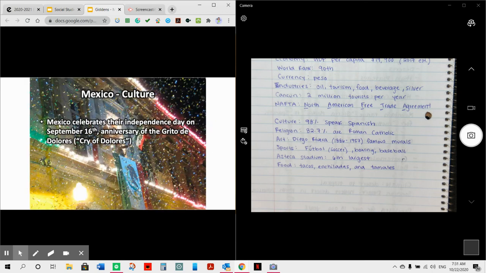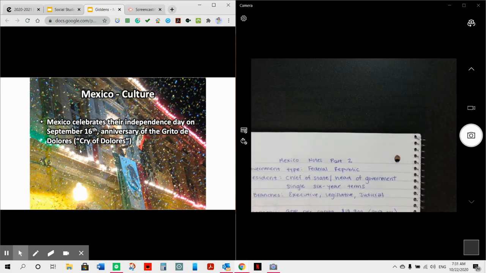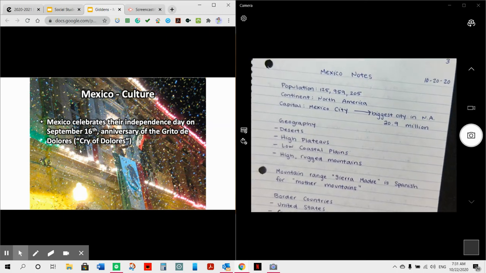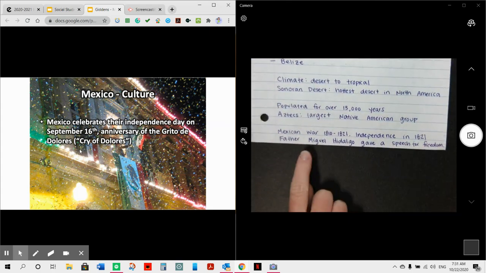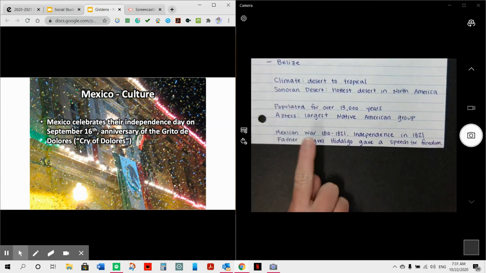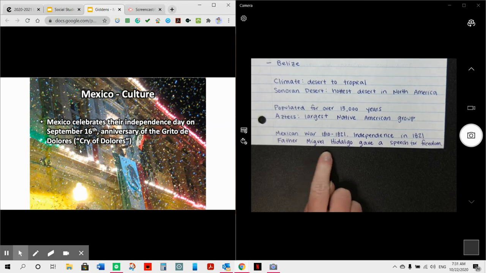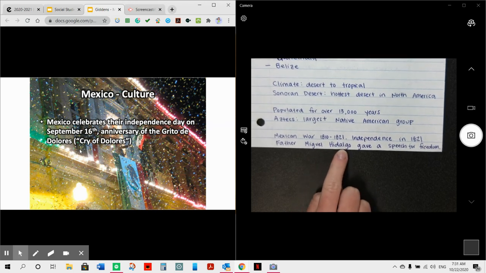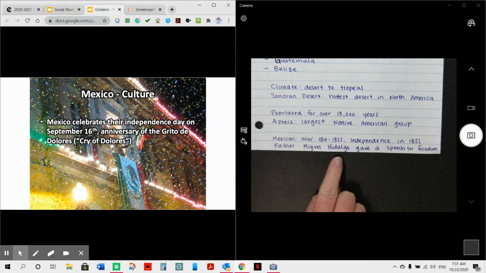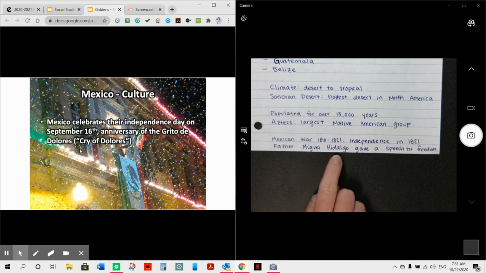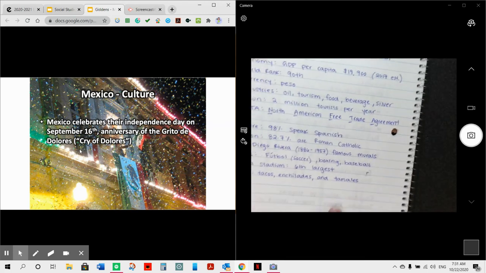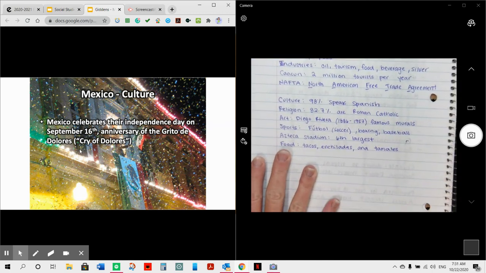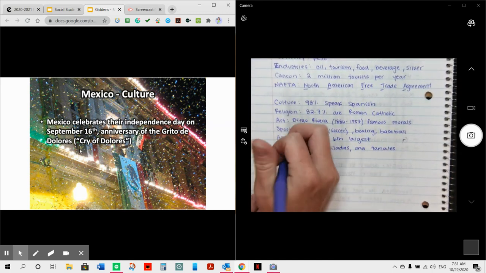More about culture. Mexico celebrates their Independence Day on September 16th, anniversary of the Grito de Dolores, the Cry of Dolores, which we talked about in our notes earlier this week, that Father Miguel Hidalgo gave a speech for freedom. He's the father of independence. So when you hear Miguel Hidalgo, think, oh yeah, he's the guy who helped to inspire everyone to want to gain independence for Mexico. And they became their own country when they were free of Spain. So we're going to write Independence Day.